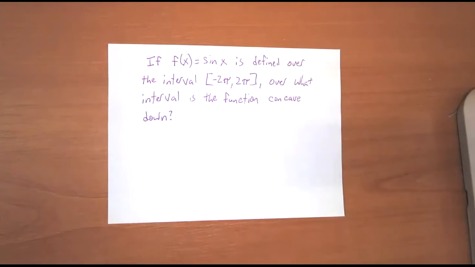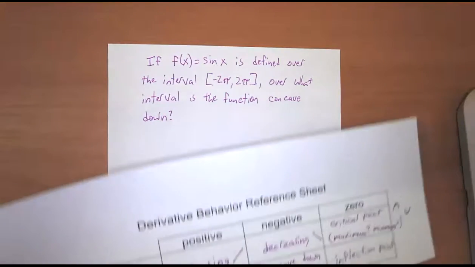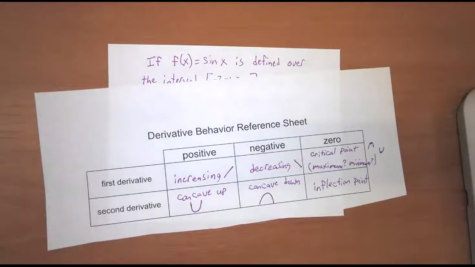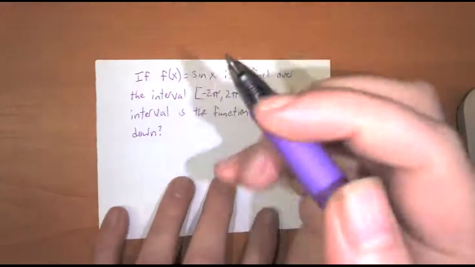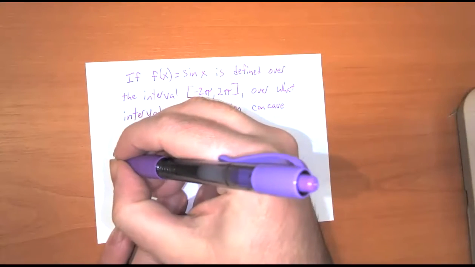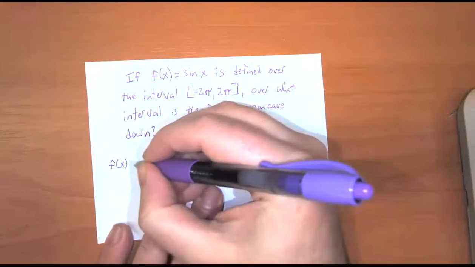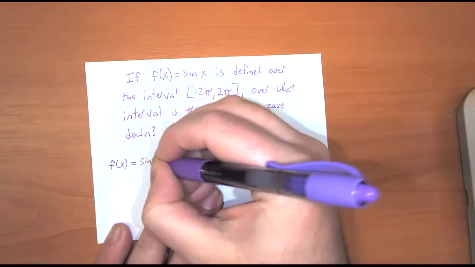Okay, so once again, if we don't remember concave down right off the top of our head, we can go to the derivative behavior reference sheet. And so this says that concave down means this basic shape where it's kind of got the frowny shape of the curve. And that's when the second derivative is negative. So the first thing we're going to need to do is calculate the second derivative of sine of x. So f of x is equal to sine of x.